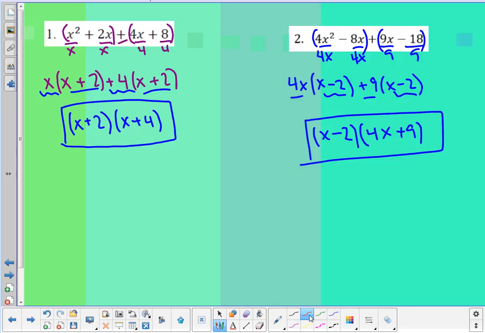Some of you may think, does it matter what order I write them in? No, it absolutely does not. If I wrote this as 4x plus 9, and then x minus 2 behind that, that is the same answer. Both of those answers are completely acceptable, and you can write them in either order. We know multiplication can be switched. 3 times 2 is the same as 2 times 3. So if you flip the order, it's no big deal.